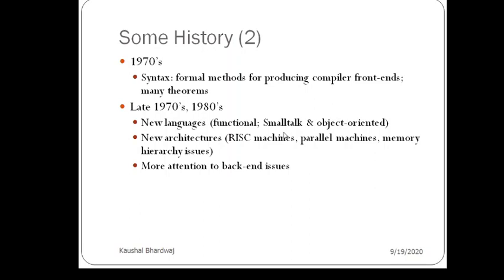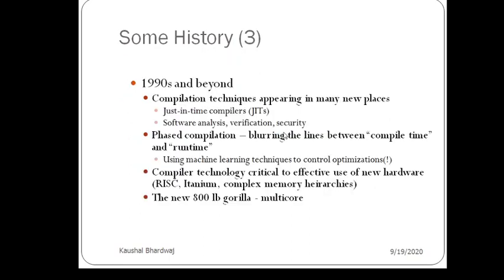In the late 1970s and early 80s, what happened? New languages, functional languages, Smalltalk and object-oriented systems emerged. New architectures came out, like RISC machines, parallel machines, and memory hierarchy issues. So accordingly, we need to optimize the compiler also. After that, we have to give more attention to the back-end issues also, to generate the code effectively and efficiently.